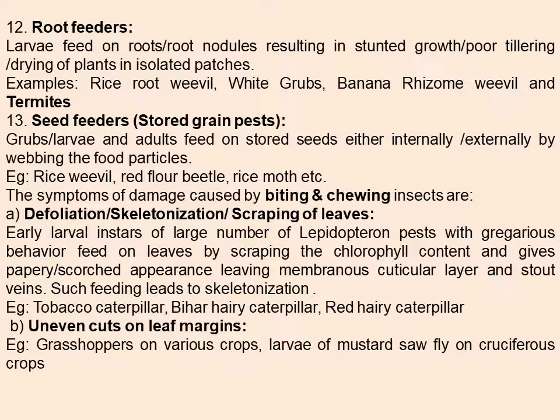The root feeders. So these were the upper portions which were visible, like the leaf or the tree trunk or the stem. But then there are insects which damage the underground parts of the plant, which basically is the root. The root feeders, larvae feed on roots or the root nodules, resulting in stunted growth, poor tillering, drying of plants in isolated patches. For example, the rice root weevil, the white grubs, the banana rhizome weevil, and termites, of course.